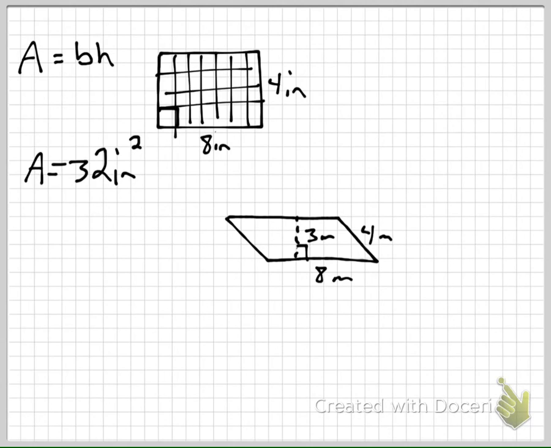And so then, what does this 4 have to do with the area of this parallelogram? That 4 has nothing to do with the area. It's the base times the height, which is 3. So this would be the area equals 24 squared meters, not inches, meters. Make sense?